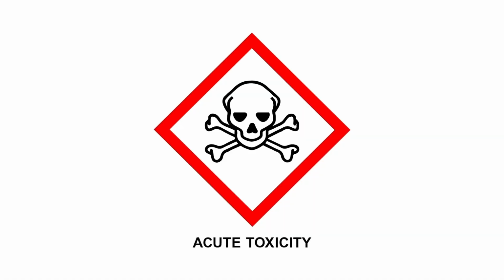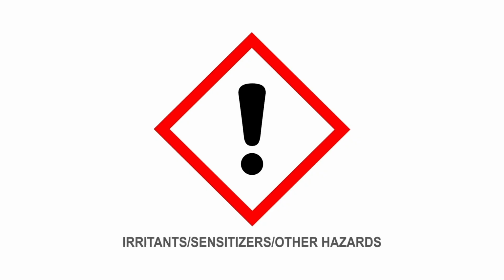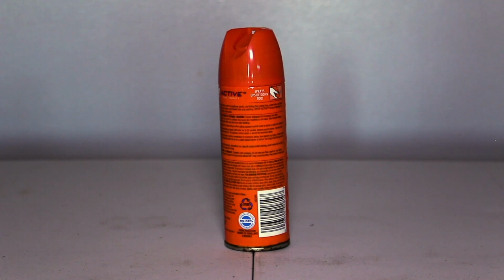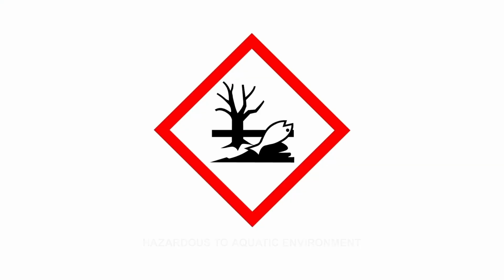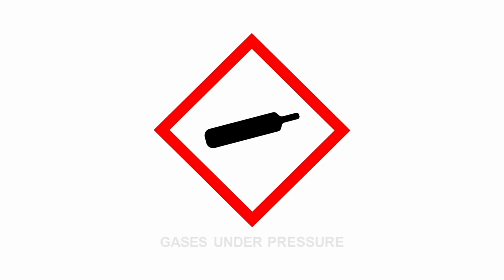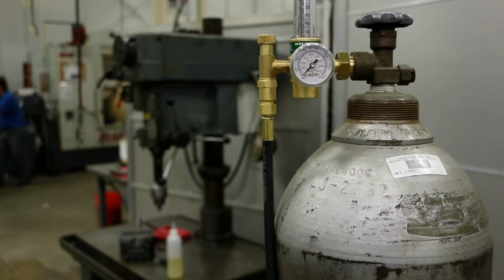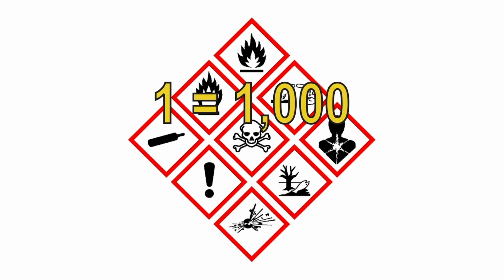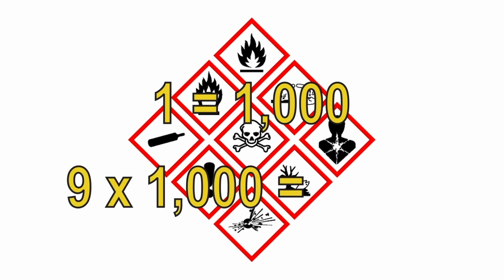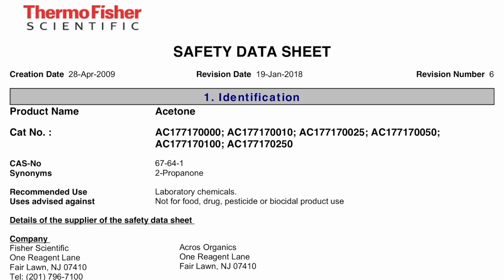This one stands for acute toxicity. Chlorine bleach can give this effect. This one stands for irritants, sensitizers, and other hazards, like the DEET found in a lot of mosquito sprays. This one stands for aquatic hazards. Ammonia falls into this category. And this one stands for gases under pressure, which you could liken to 7525, which is not an item you could find in your own household, but is still nonetheless relevant. If a picture's worth 1,000 words, then by using these pictograms, I've saved you from having to read like 9,000 words. You're welcome. Safety data sheets are used to communicate the hazards of hazardous chemical products.